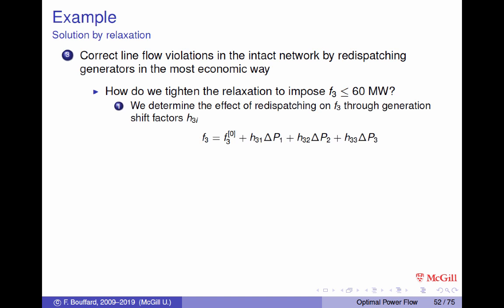So how do we do that? Well, we're going to look at affecting the line flow in line 3 by changing generation at nodes 1, 2, and 3. So effectively, the flow in line 3 is the original flow before any redispatch happens, which would be 66, plus the effect of changing generation at node 1, the effect of changing generation at node 2, and the effect of changing generation at node 3.